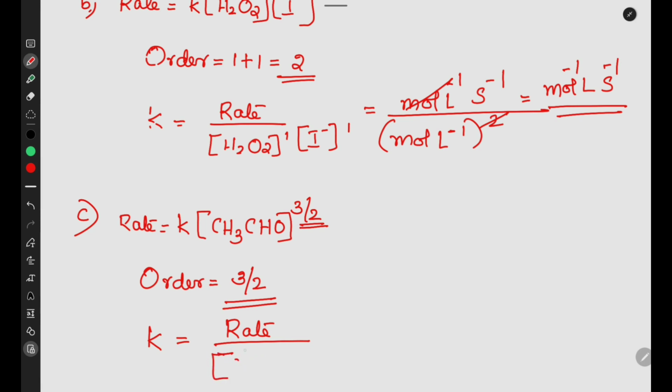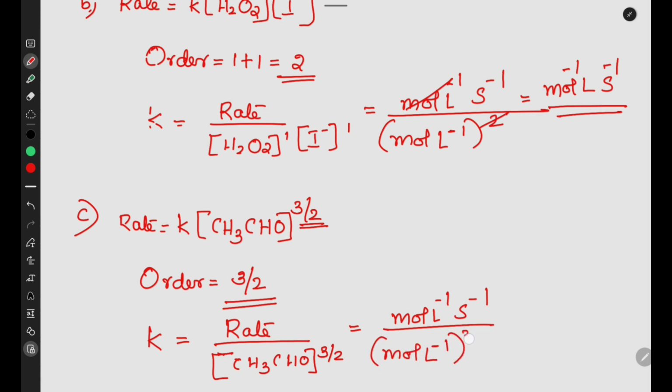of CH3CHO the whole raised to 3 by 2, and unit of rate is equal to mole liter raised to minus 1 second raised to minus 1 and denominator mole liter raised to minus 1 raised to 3 by 2. Now let us take the power 3 by 2 to the numerator.